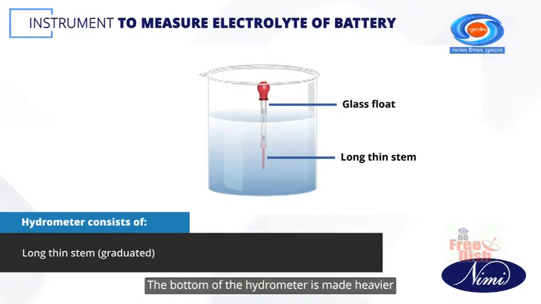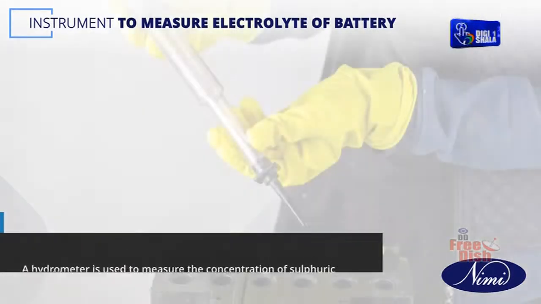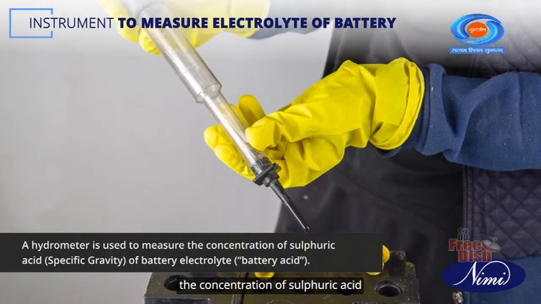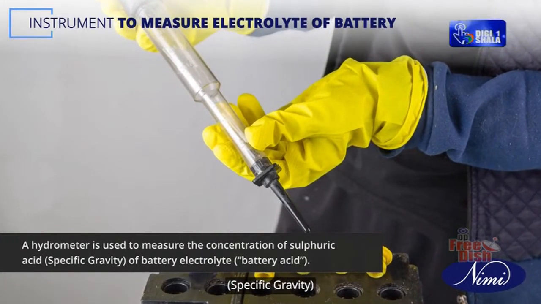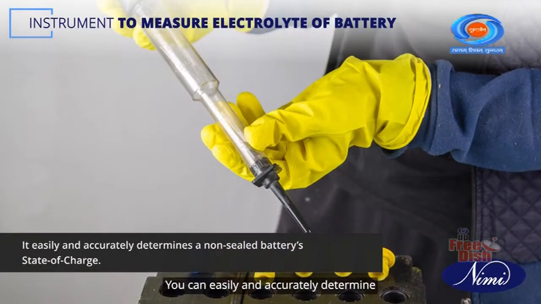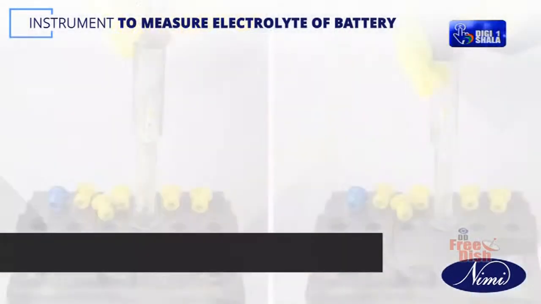The bottom of the hydrometer is made heavier by loading it with lead shots so that it floats vertically. A hydrometer is used to measure the concentration of sulfuric acid, the specific gravity of battery electrolyte, or battery acid. You can easily and accurately determine a non-sealed battery's state of charge.